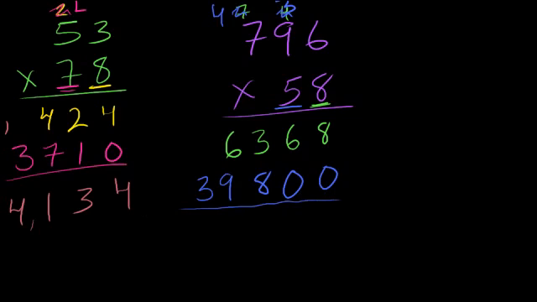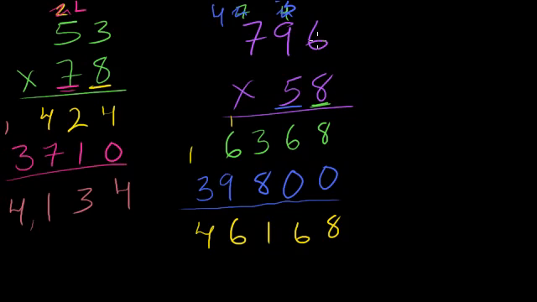Now we're ready to add. 8 plus 0 is 8. 6 plus 0 is 6. 3 plus 8 is 11. 1 plus 6 is 7. 7 plus 9 is 16. And then 1 plus 3 is 4.